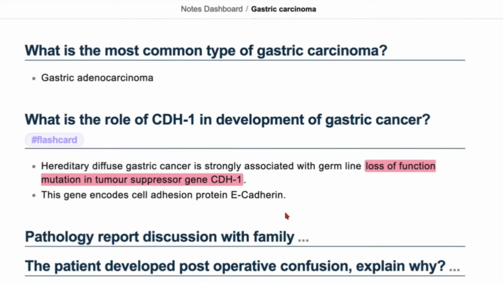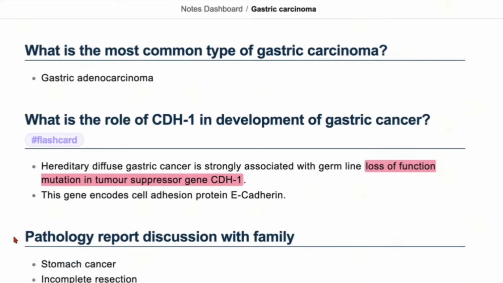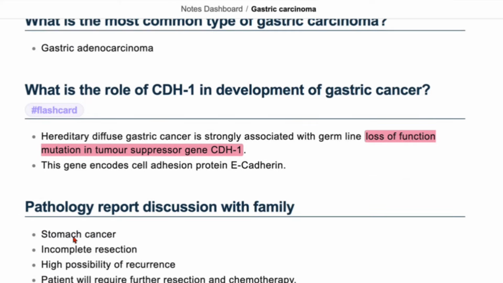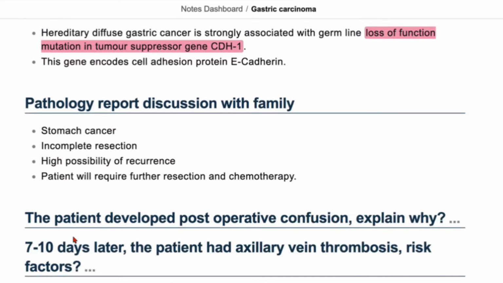Good. The pathology report, can you discuss it with the family? We mentioned it earlier. Yes. So this is a cancer of the stomach. It has incomplete resection. It's likely to require further surgery, and recurrence is a possibility. Very well done. That's great. This is what we talked about this morning. Exactly. So you just say it very direct and to the point. And obviously, if you're speaking with the family, you will explain it better. But with an examiner, you can just mention the key points. The patient developed post-operative confusion. Could you explain why?